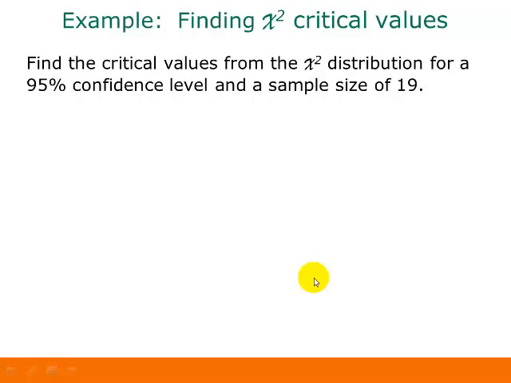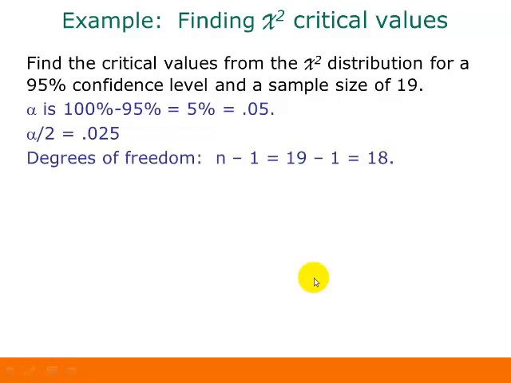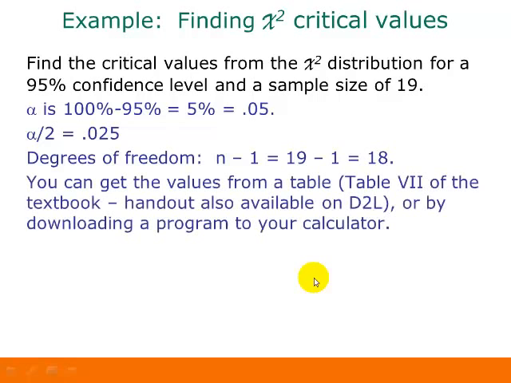So here's an example of finding critical values. We want to find critical values for a 95% confidence level and a sample size of 19. And again, right now, since we're doing confidence intervals, we're actually looking at the middle 95% of the distribution. So we're taking the alpha, which would be 5%, and dividing it equally between the two tails. So alpha over 2 is 0.025, and our degrees of freedom is n-1, so in this situation it's 18.